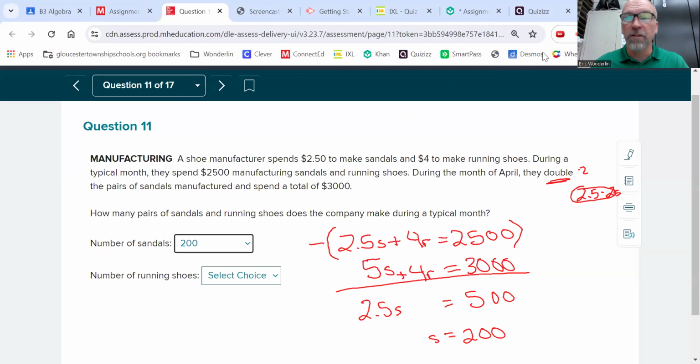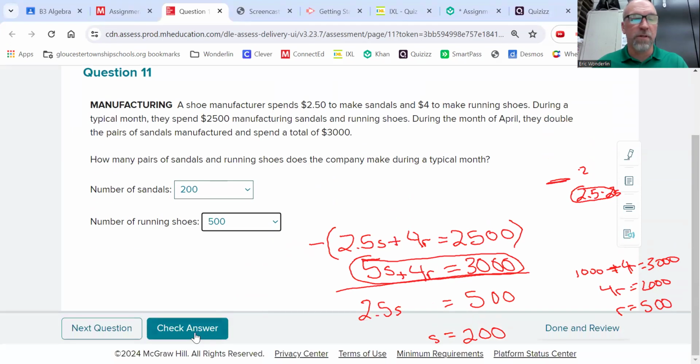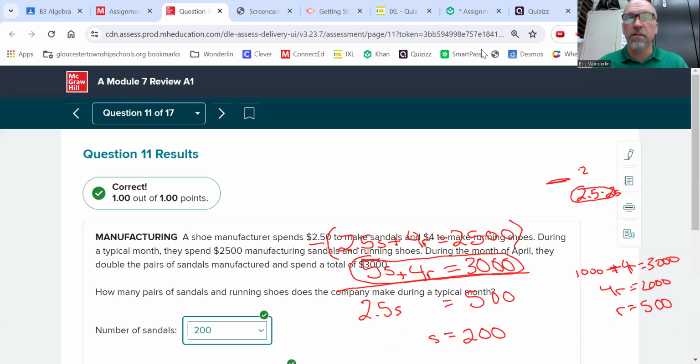Go back and find running shoes. Put 200 in either equation. I'm going to choose the second one because the second one has no decimals. S is 200. 5 times 200, that's 1,000. Plus 4R running shoes equals 3,000. Subtract 1,000. 4R is 2,000. Divide by 4. R is 500. 500 pairs of running shoes. Bam. Let's get that check. You got it.